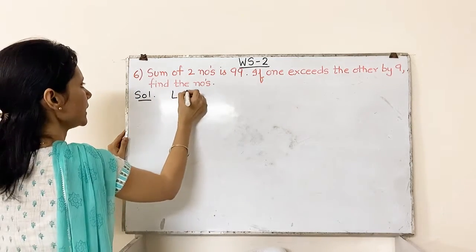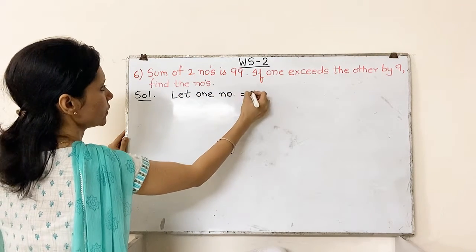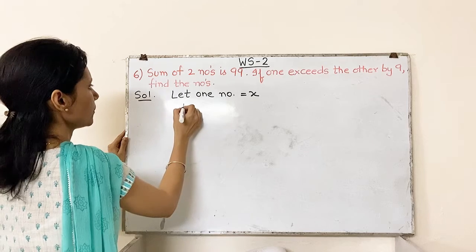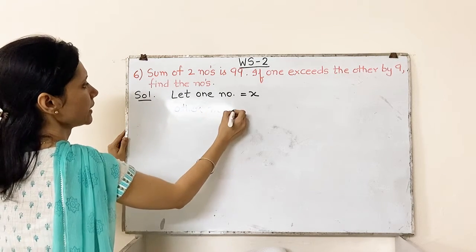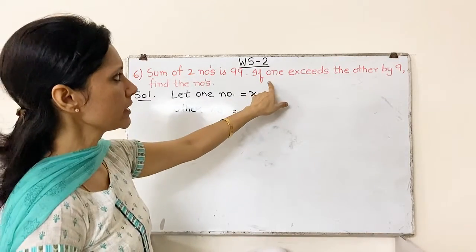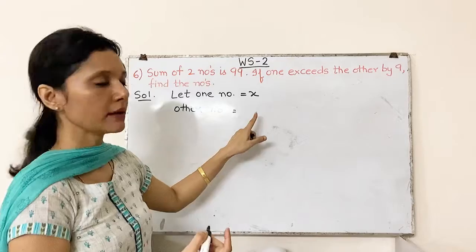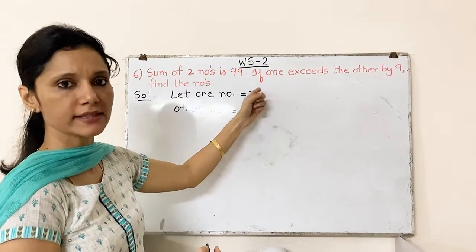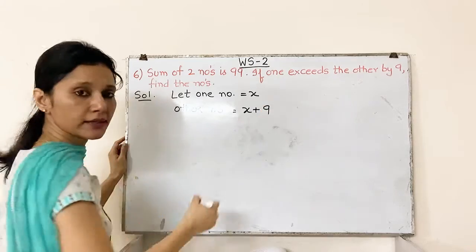So we'll say let one number be equal to x. Now from the question we can see that the other number, see what they are saying in the question? One number exceeds the other by 9. That means the other number is 9 more than this number. So the other number would be x plus 9.